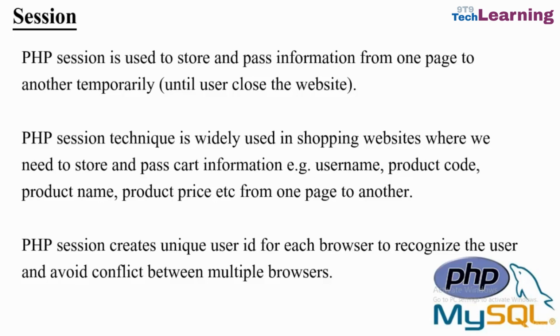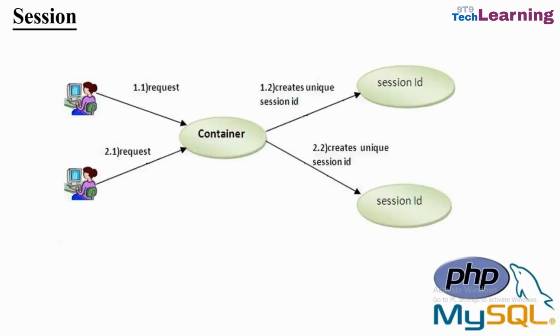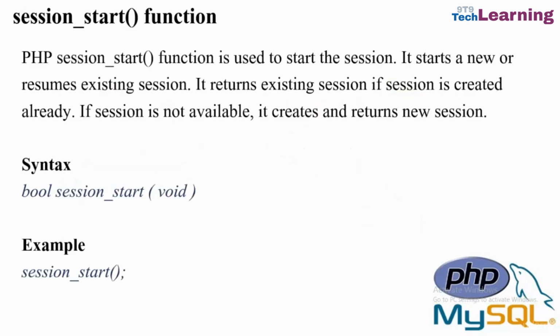PHP session creates unique user ID for each browser to recognize the user and avoid conflict between multiple browsers. So this is an example. You can see that the request has been generated from one user. So a unique session ID is created for that user, and if another request is generated from another user, it will create another unique session ID for that user. So each time a request is generated, there will be a unique session ID for that user. Now here we have session_start function.